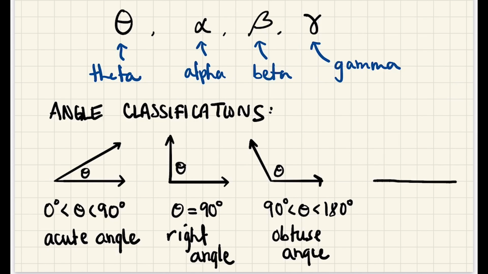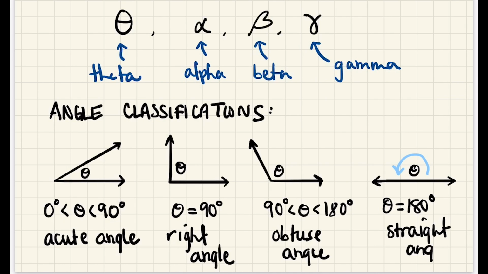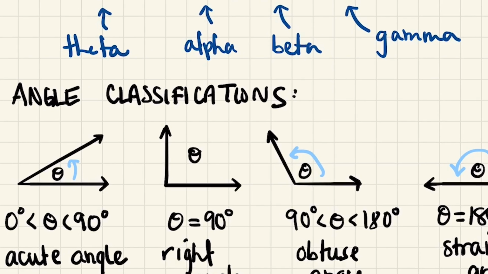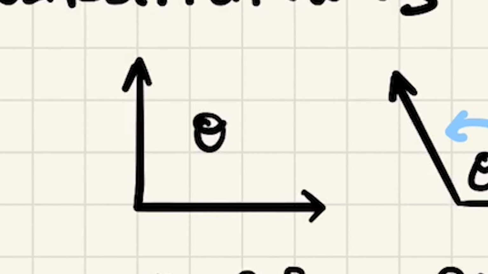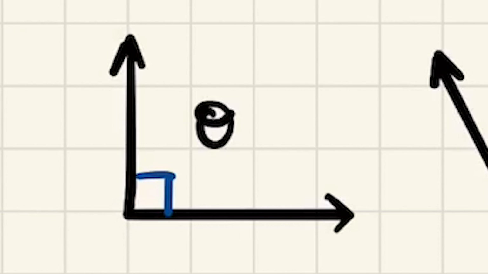And finally, an angle measuring exactly 180 degrees is called a straight angle. All right, and we often denote right angles visually in a diagram using a little box corner like this.